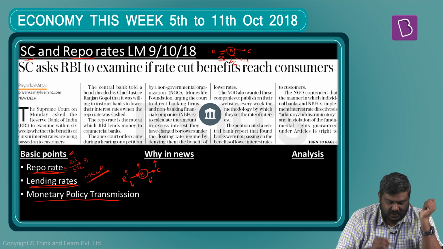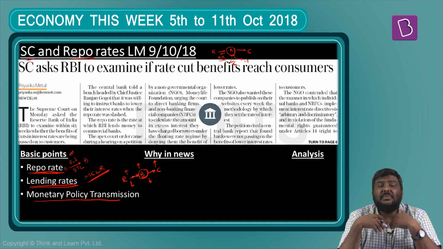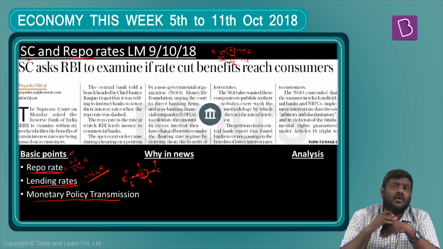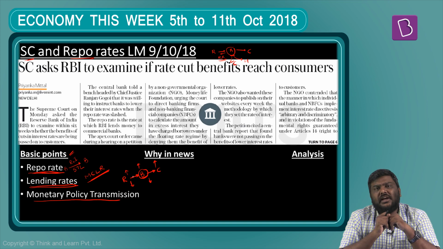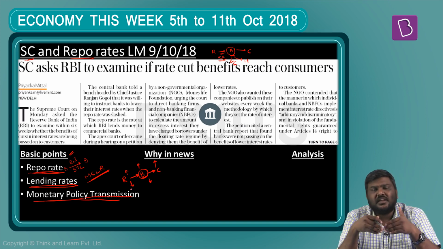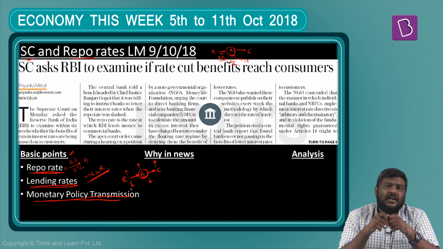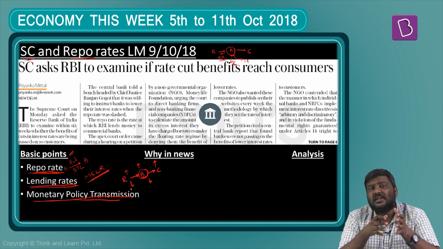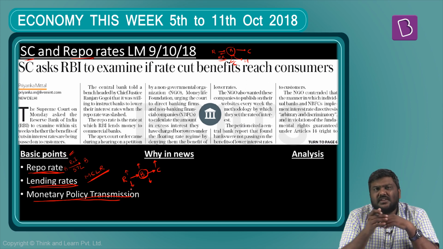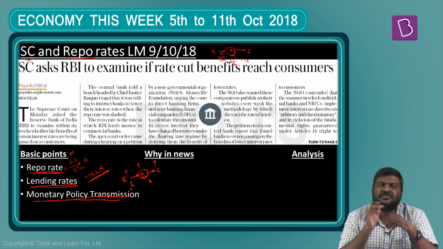To what extent will the banks transfer this benefit? Will they transfer the complete benefit to the customer, or will they transfer a partial benefit, or will they not transfer the benefit at all? This is basically referred to as monetary policy transmission. If the monetary policy transmission is accurate or high, it is called efficient monetary policy transmission. And if it is very lazy or laggard, it is called inefficient monetary policy transmission.